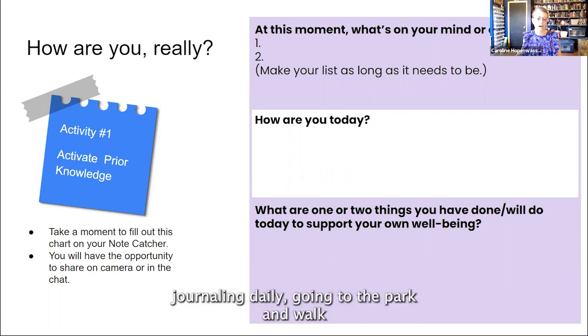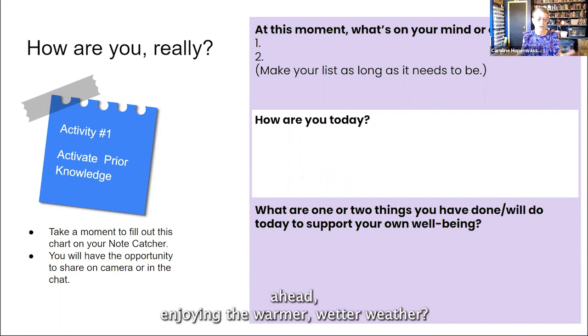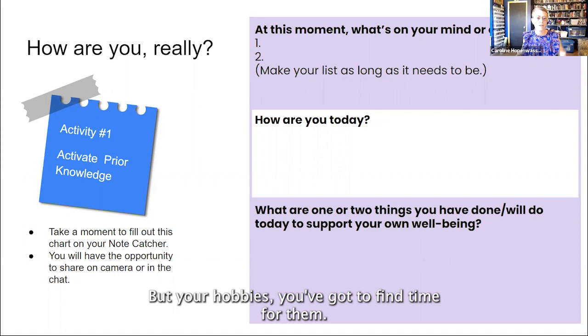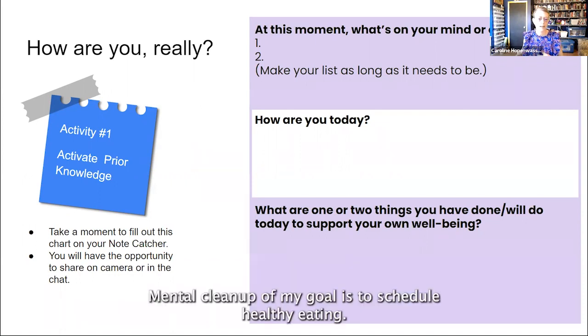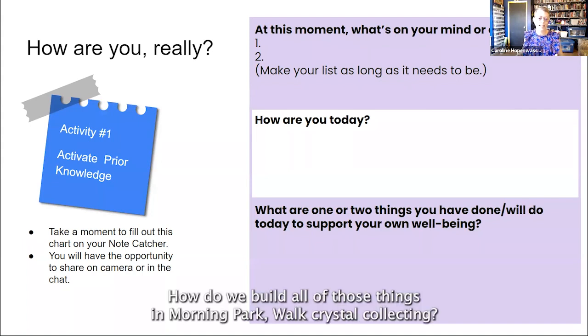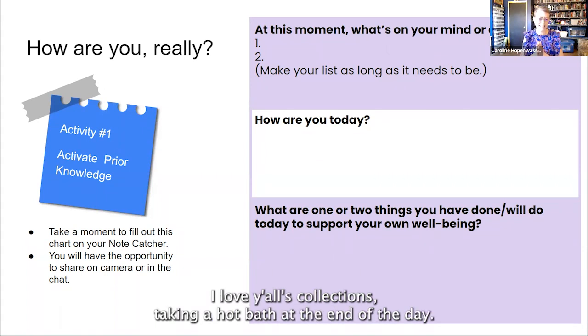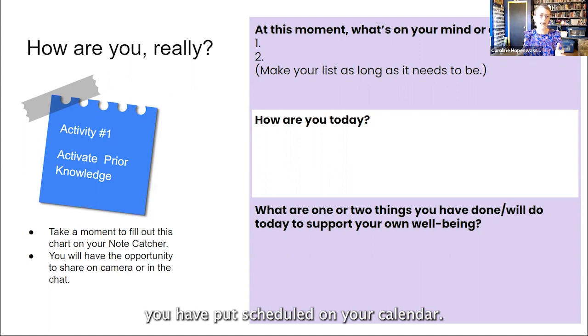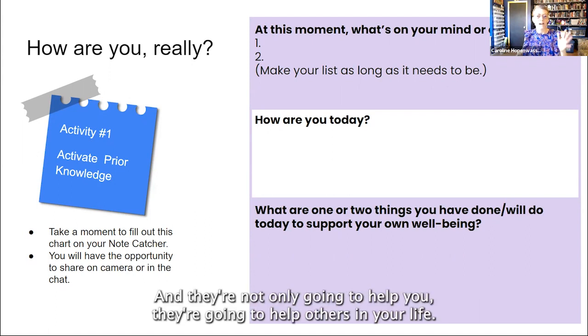Journaling daily, going to the park and walk, enjoying the warmer weather. Oh my gosh, I want to have a private conversation with Vanessa about dog collecting. But your hobbies, you've got to find time for them. Mental cleanup, and my goal is to schedule healthy eating. Yeah, how do we build all of those things in? Morning park walk, crystal collecting. I love y'all's collections. Taking a hot bath at the end of the day. Now, these are all amazing things that I hope you have scheduled on your calendar. And they're not only going to help you, they're going to help others in your life.